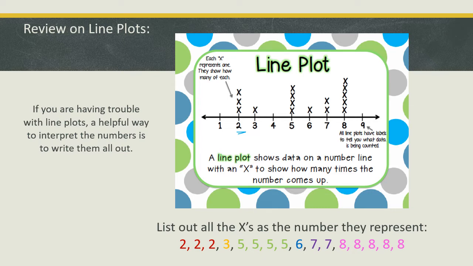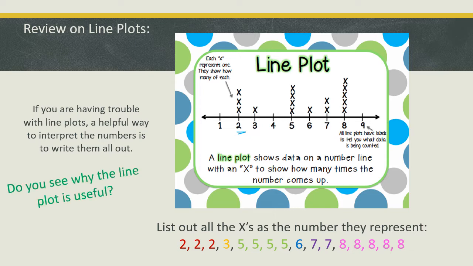So you can see the line plot above, and what I've done below and color-coded is listed out all the numbers represented in the line plot. There are 3 number 2's, there's 1 number 3, there are no 4's, there are 4 number 5's, 1 number 6, 2 number 7's, and 5 number 8's. Okay, those are what the x's represent. You put the x's above 8 to show that there are 5 number 8's.